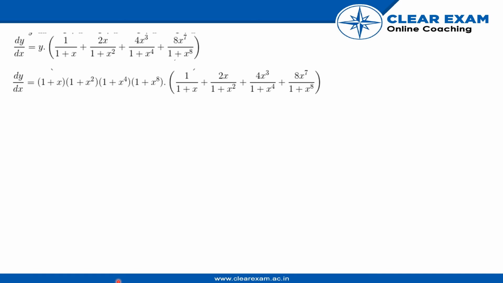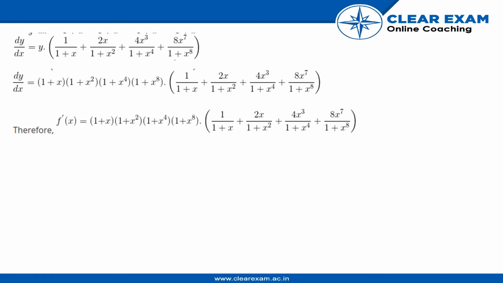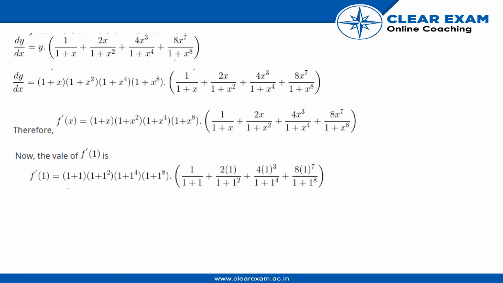Now, to find f'(1), we replace the value of x equals 1. So f'(1) equals (1 plus 1)(1 plus 1 squared)(1 plus 1 to the power 4)(1 plus 1 to the power 8) into (1 upon 1 plus x, this is 1 upon 2, plus 2 into 1 upon 1 plus 1 squared, and so on, the whole thing). And finally, we get f'(1) equals 120. Thank you.